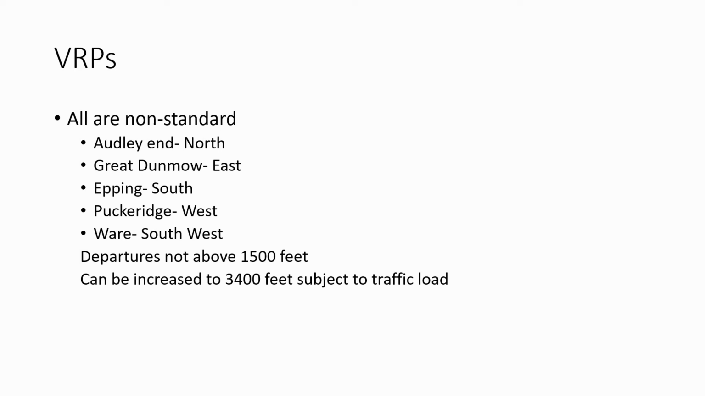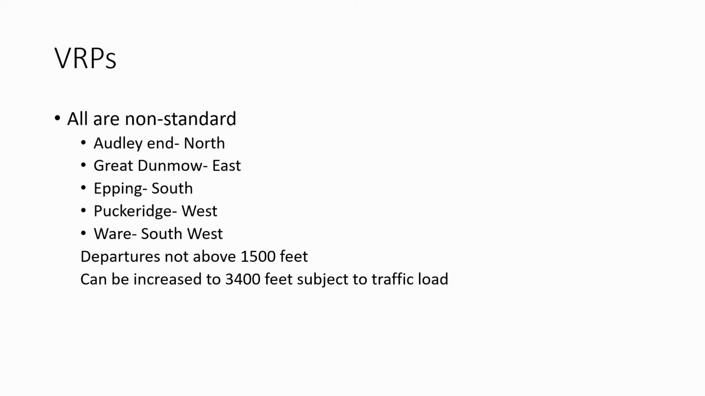Then we have our visual reference points, or VRPs. All VRPs at Stansted are non-standard. The amount of times that I've been told, or I've had students told, that some of them are standard, some of them aren't. They're all non-standard. They all need clearance from TCSX, and they all need a subsequent release on departure. The VRPs that we have are Audley End to the north, Great Dunmow to the east, Epping to the south, Puckeridge to the west, and Ware to the southwest. So we only have 5, which is fairly simple.